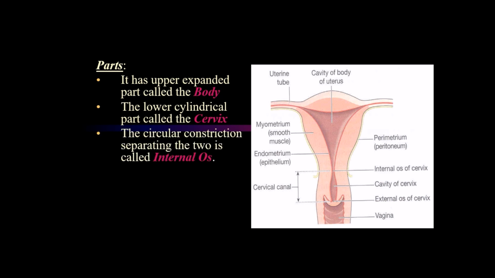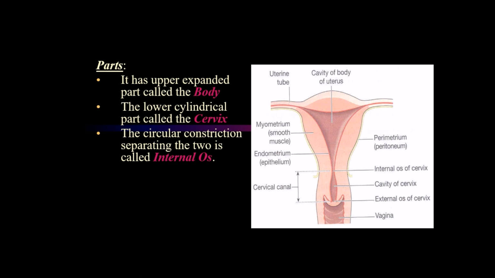How to identify the cervix? It begins from a narrow constriction between the body and the cervix. This is called the internal os, a very important structure clinically. We'll talk about that. So this is the beginning of the cervix, and it ends in the vagina as the external os.